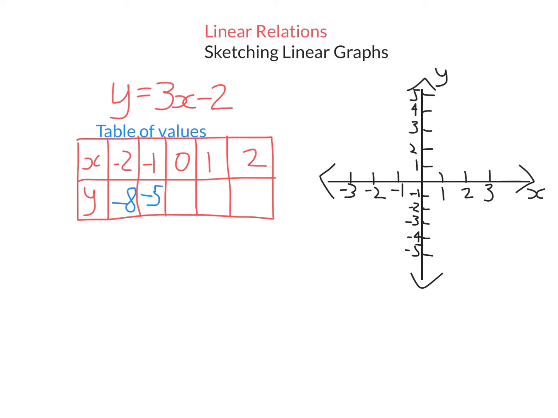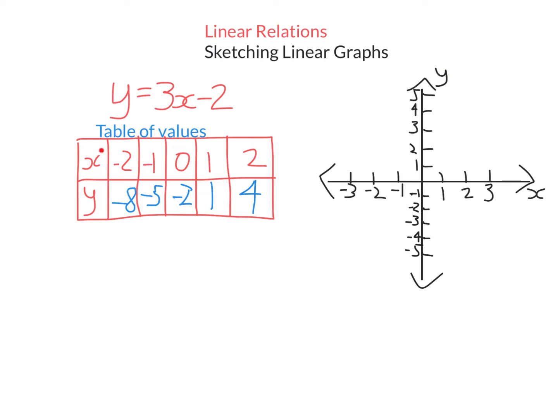So if x is 0, y is 3 times 0 minus 2, which is negative 2. Hopefully you can see a pattern here. We're just going up by 3 each time. And that's no coincidence. We're actually going up by 3 each time because this number's 3.